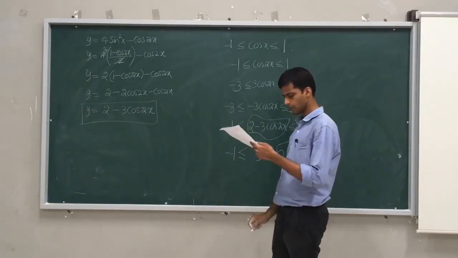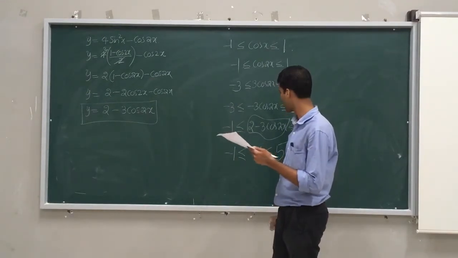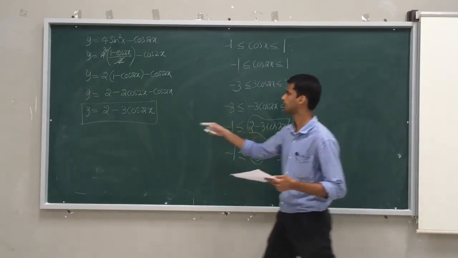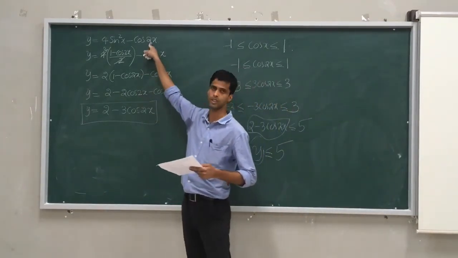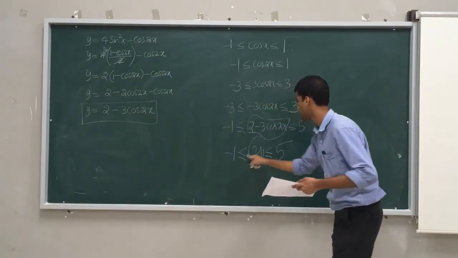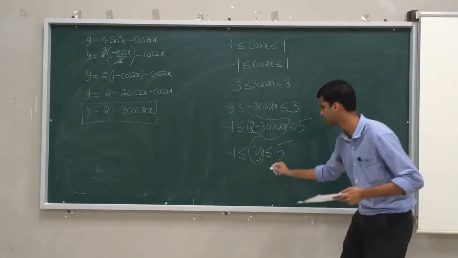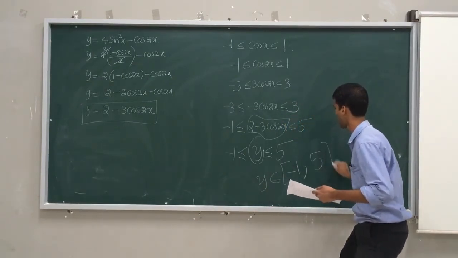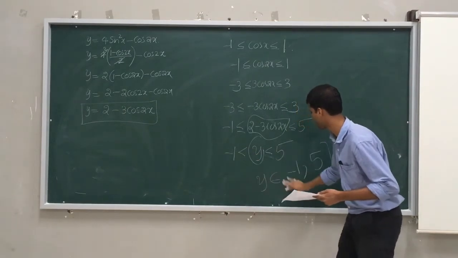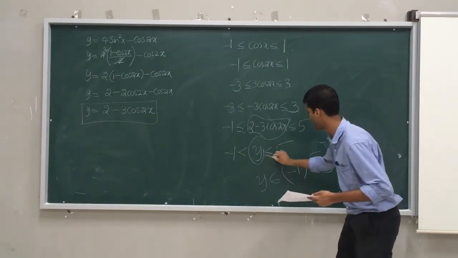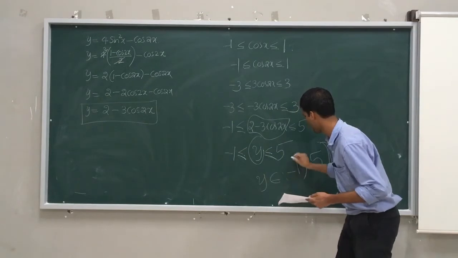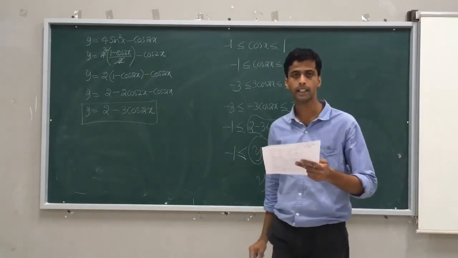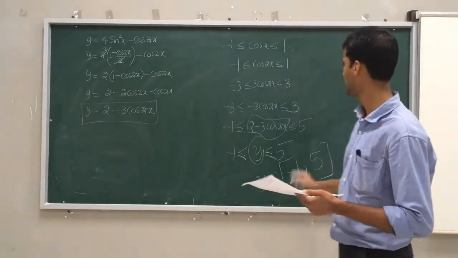So in which interval does it lie? It is minus 1 to 5. Y is the simplified form of my given question, and both ends are included. You studied this in set theory, right? If it were written as an open interval, the endpoints would be excluded, but here both are equal, so I will write it in the closed fashion. That is, option B is the right answer for this particular question.